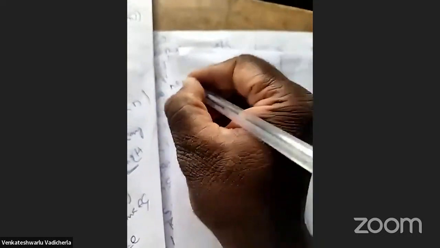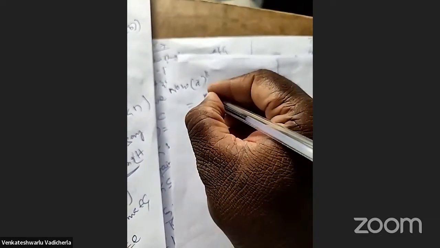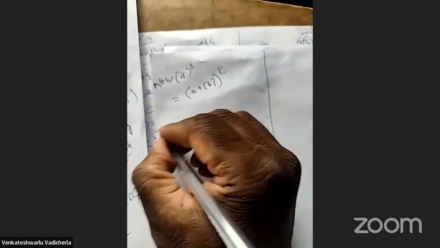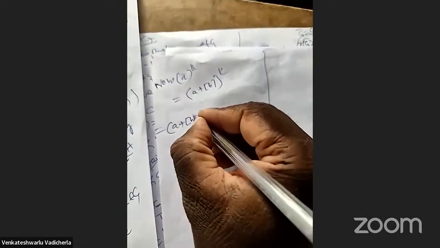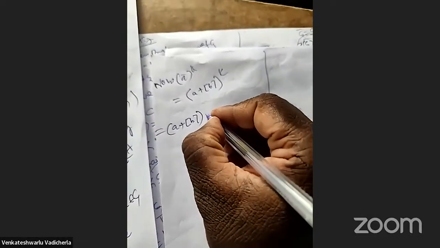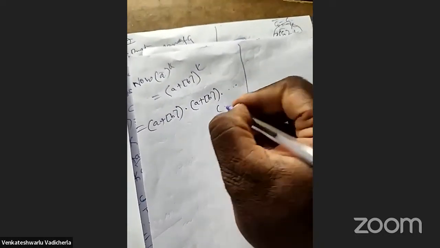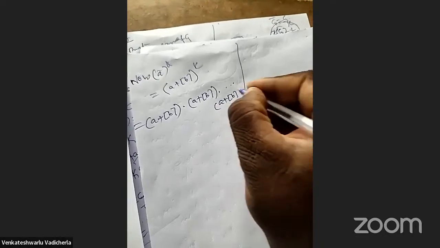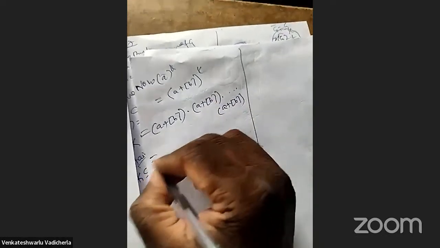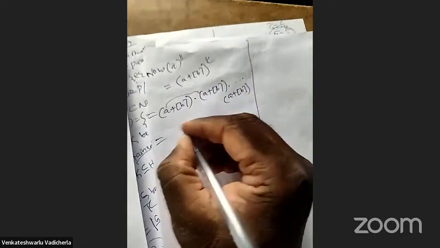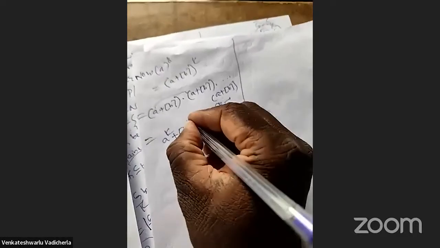Now I am taking A bar whole power of K. A bar means A plus the cyclic subgroup generated by B, whole power of K. How many times? A plus the cyclic subgroup generated by B in the first case, the second case, and so on, up to the third case. So this is A times A, second time, third time, K times. So it is A power of K plus the cyclic subgroup generated by B.